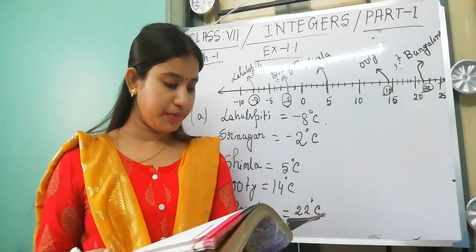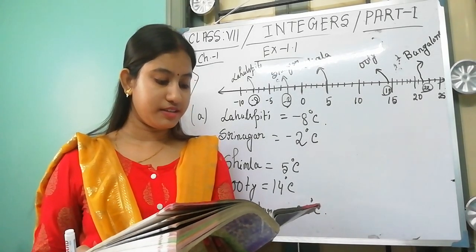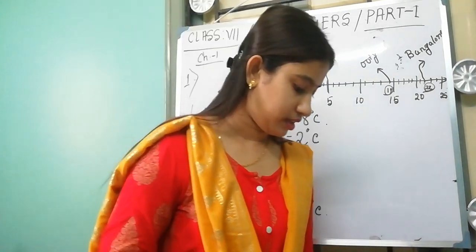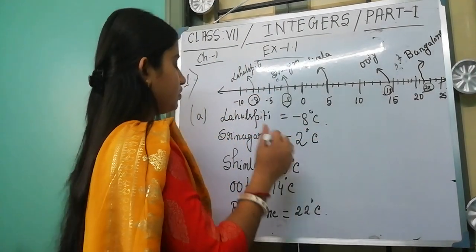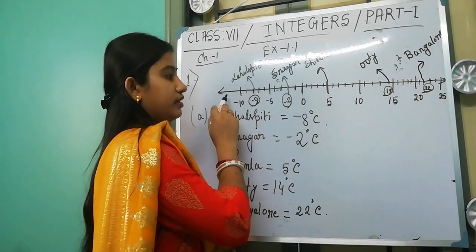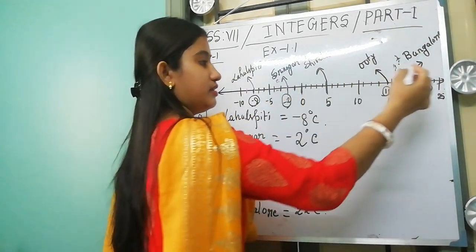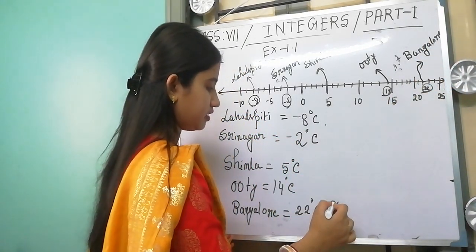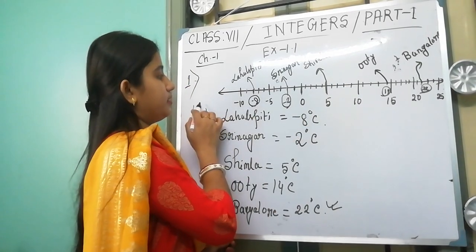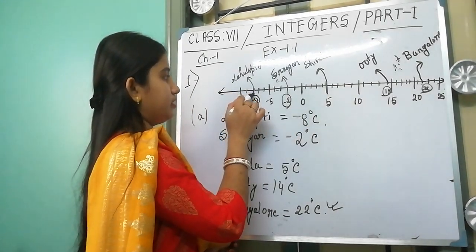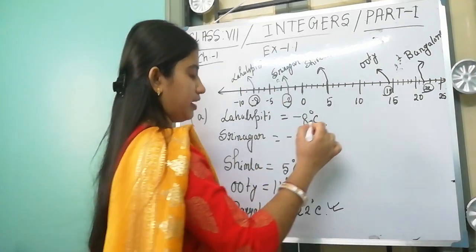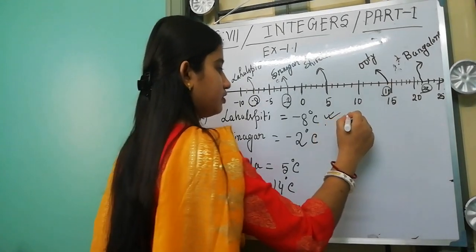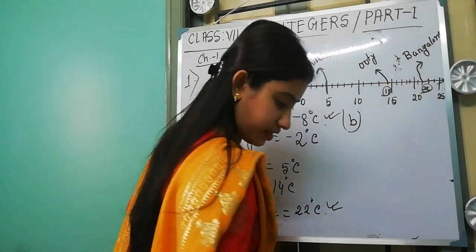Now next number B. What is the temperature difference between the hottest and the coldest places among the above? The hottest place, in the increasing order, is this position, that means 22. So this is hottest, and coldest means the lowest position, that means Lahul Spiti, that means minus 8 degree Celsius. So here we are done with number B.